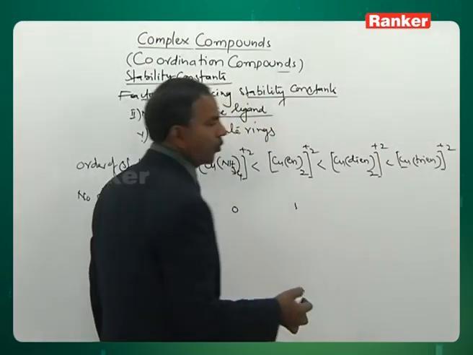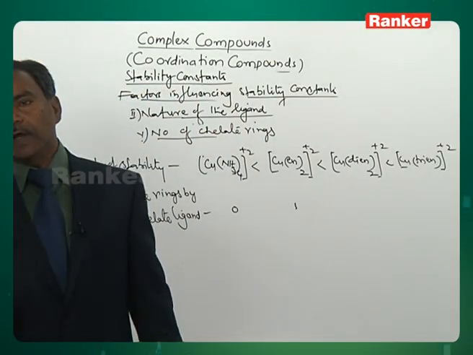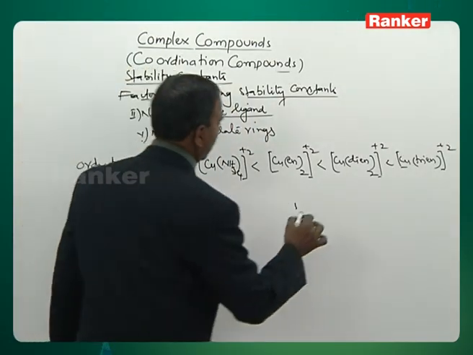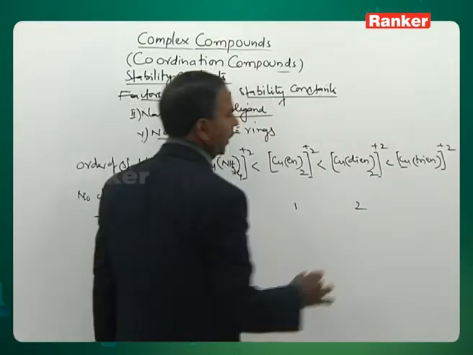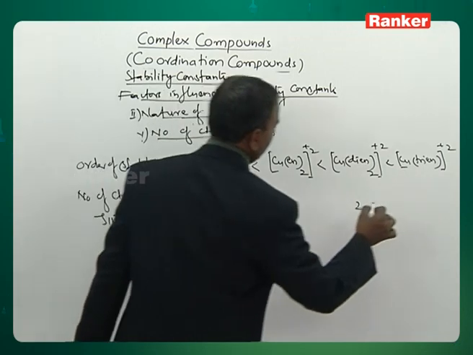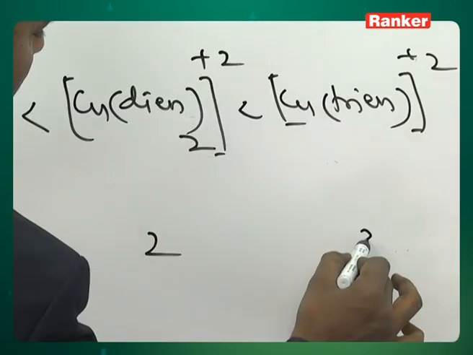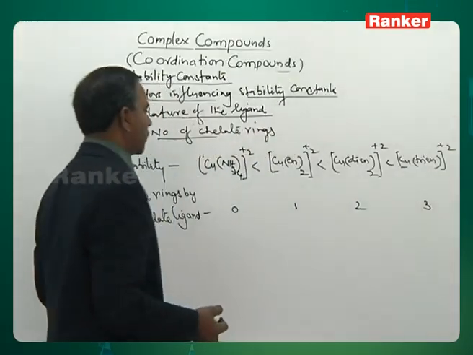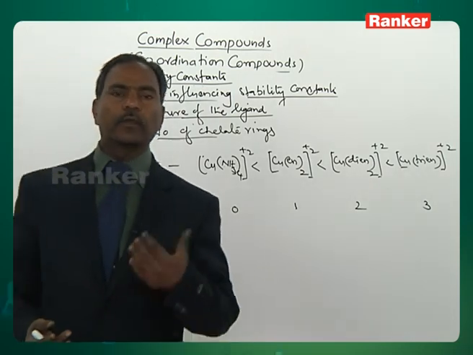And dien, how many donor atoms? 3. 3 minus 1, 2 rings. How many donor atoms are there in trien? 4. 4 minus 1, so it is forming 3 rings. Like this, the more the number of rings, the more the stability.